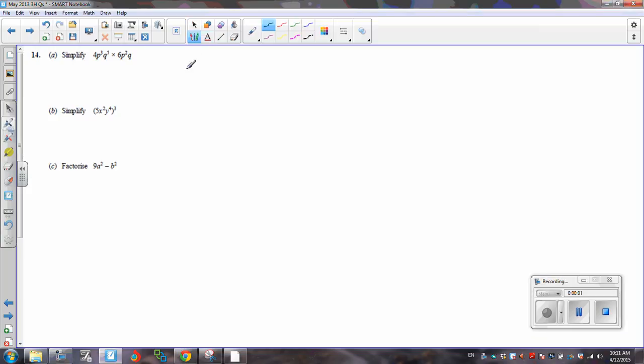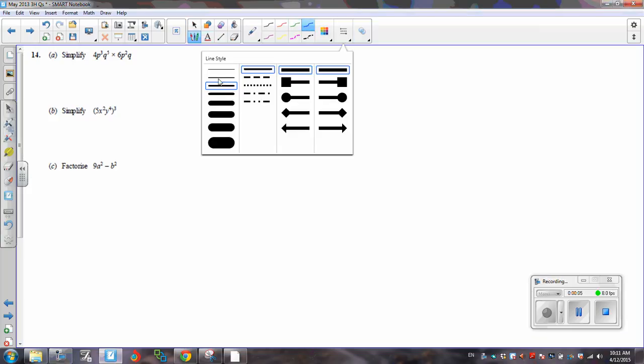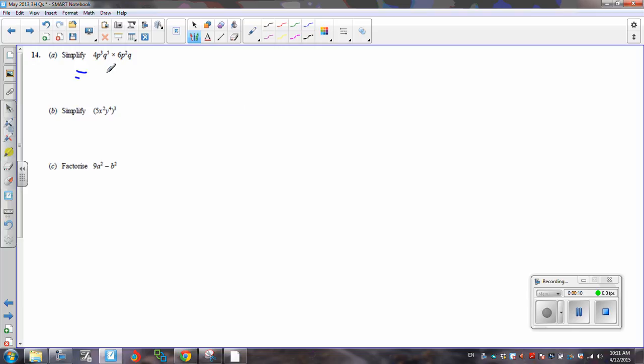Indices question here. First thing to realise is that you don't have to multiply things in the order in which they're written down. So actually, what can happen here is that I can change the order and do 4 times 6 times p cubed times p squared times q to the power 5 times q. And it helps to remember here that q on its own is q to the power 1.